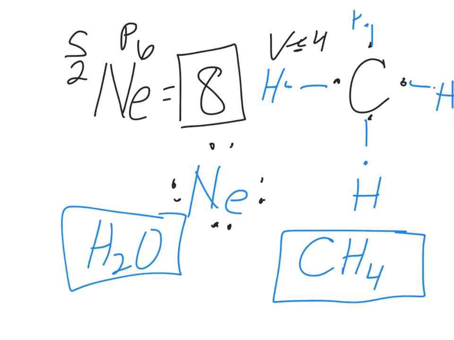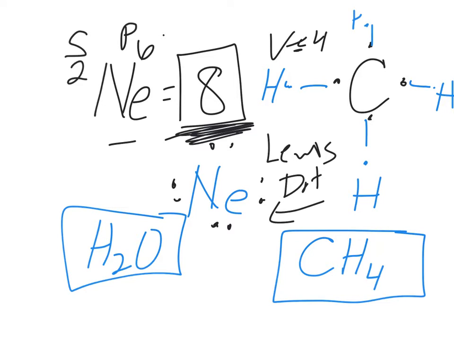What does CH4 make? Methane. Okay. Let's do water. We're figuring out the valence and then the Lewis dot structure. So this is the Lewis dot structure down here, and this is my valence number.